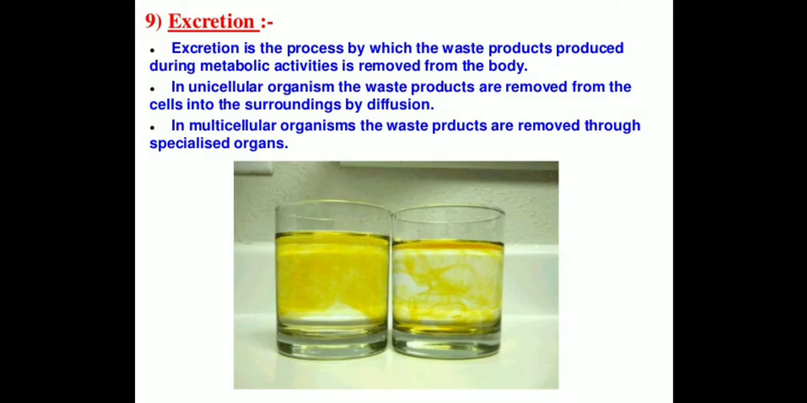Next point is excretion. Excretion is the process by which the waste products produced during metabolic activities are removed from the body. In unicellular organisms, the waste products are removed from cells into the surroundings by the process of diffusion. In multicellular organisms, the waste products are removed through specialized organs.